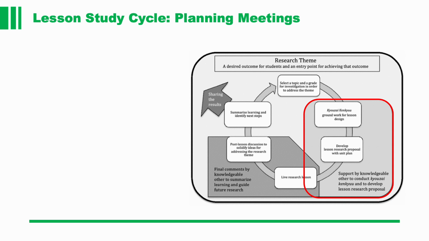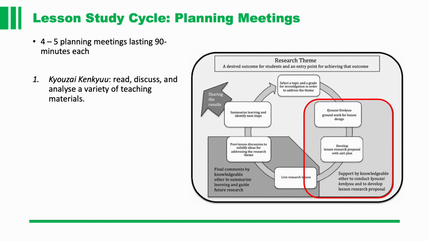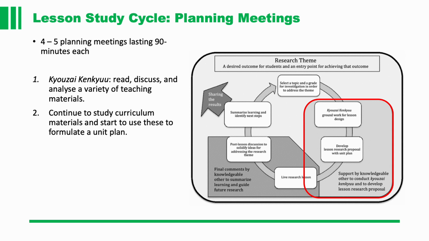In schools in Highland that have used collaborative lesson research, this planning phase might typically consist of 4 to 5 90-minute staff meetings. While not set in stone, some teams have found the following format useful. The first meeting involves kyuzai kenkyu, where teachers read, discuss and analyse a variety of teaching materials.